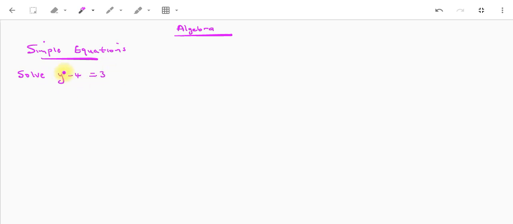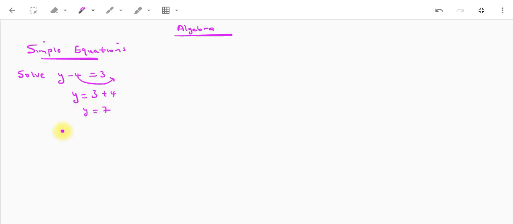Now, for something like this, it's very easy to solve. You just have to follow what you're looking for. You're looking for y, so we just have to take this one here. When minus 4 crosses this boundary, it's called collecting like terms. So if it comes here, we have y equals 3. Now, if minus crosses over, it becomes a plus. So it's 3 plus 4. Therefore, y will be equal to 7. That's how you solve problems like this.